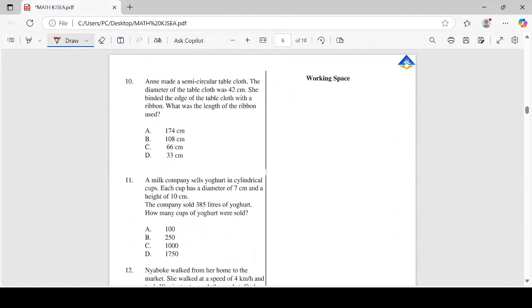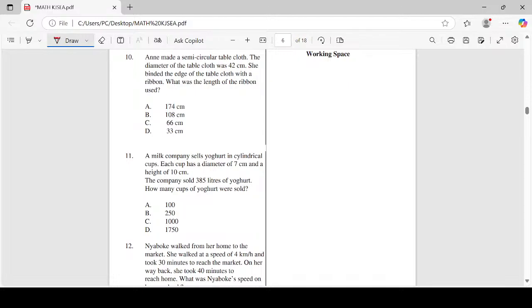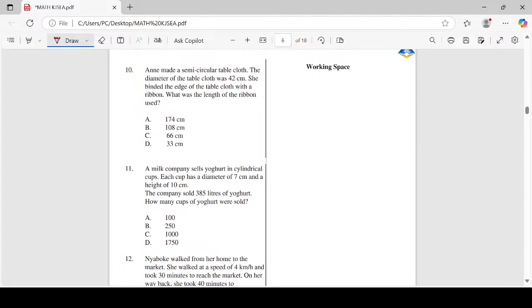Let's go to question number 10, dear learners. Anne made a semicircular tablecloth. The diameter of the tablecloth was 42 centimeters. She bound the edge of the tablecloth with a ribbon. What was the length of the ribbon used?